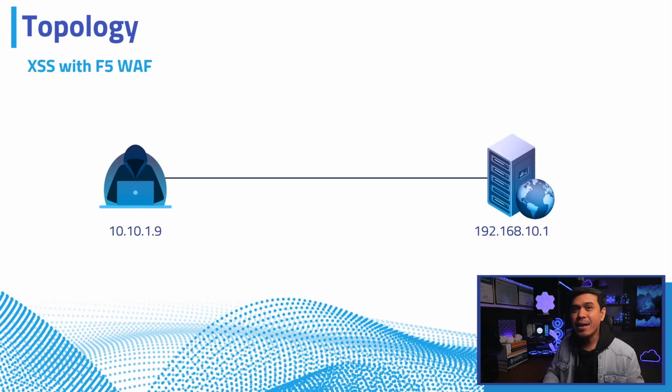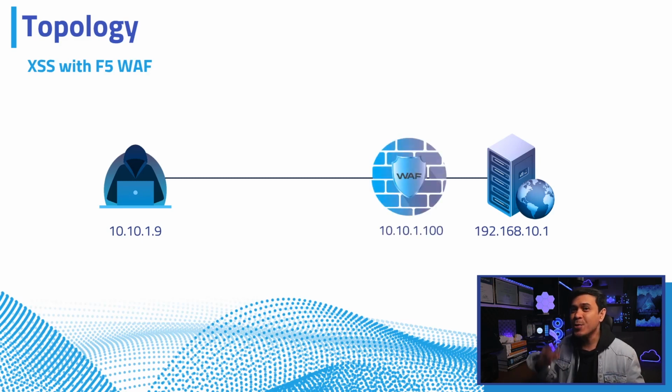We added an appliance in our topology. There is now an F5 WAF between the two nodes, a WAF between the attacker and the target web server. First, we'll show you the WAF security policy. Then the attacker will send an attack payload to the web server. Lastly, we'll look at the result, if the attacker is detected and/or mitigated.